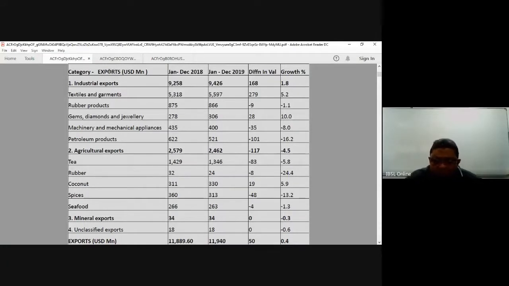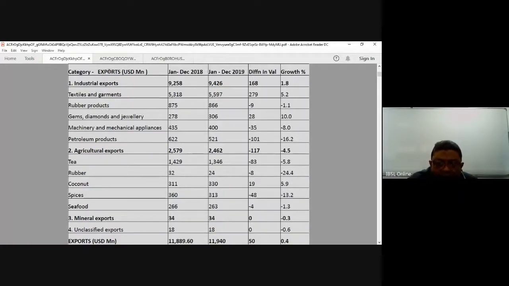Now, the world is doing trade, right? If you do trade with, say, Europe, or say, for example, you want to do business with Germany, and you want to sell. What do we normally export? You can see here garments, rubber products, gem diamonds, jewelry, machinery, all that.